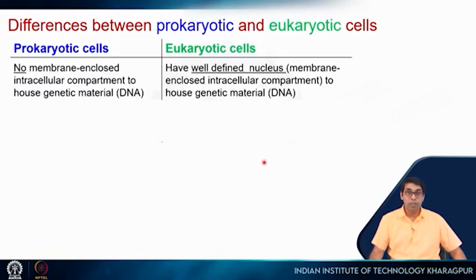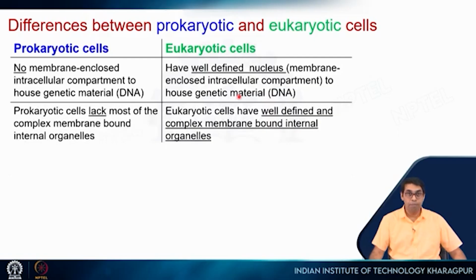But then there are of course several differences. One difference is that no membrane enclosed intracellular compartment is present to house the DNA, right. We saw that in the previous slide. In case of eukaryotes, there is a well defined nucleus which houses the genetic material, which is the DNA. Prokaryotes or bacterial cell lack most of the complex membrane bound internal organelles. So, there is no mitochondria, there is no ER, there is no Golgi, but this type of complex membrane bound internal organelles are present in eukaryotic cells.